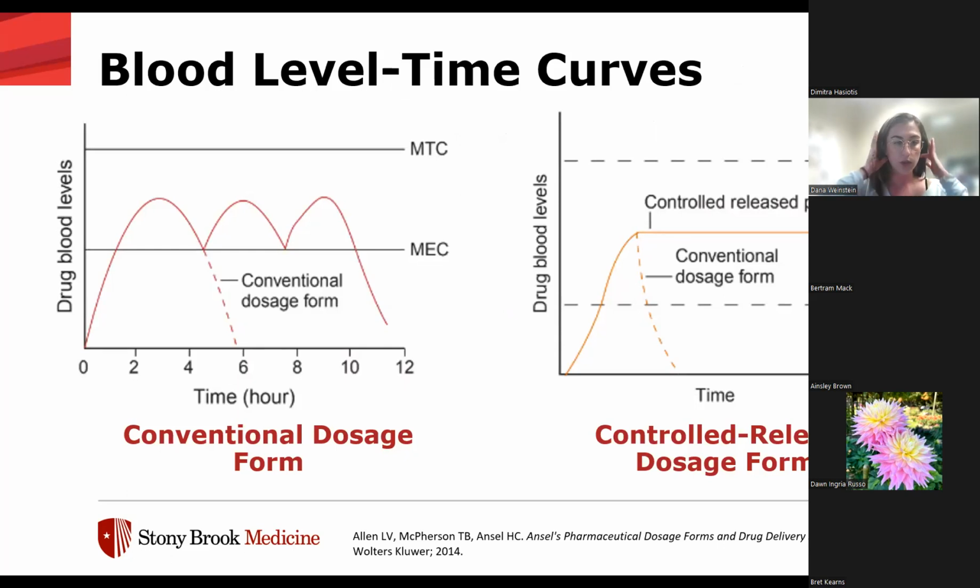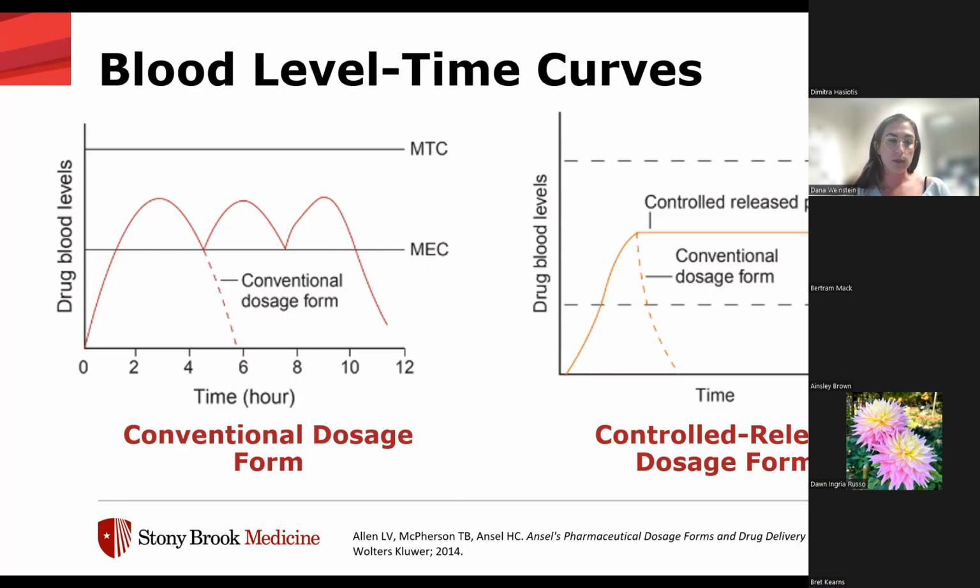So now I have a bit of a visual to explain the differences between conventional and controlled release a little bit better. As you see on the left-hand side, you have your conventional dosage release form. And the MTC and MEC: MTC stands for the toxic concentration and the MEC stands for the effective concentration. So every time that you get an immediate release dosage form, you're going to see a spike in the blood level and then it comes back down. So you have these peaks and valleys, which can lead to an easier way to reach those toxic concentrations, because every time the drug runs out of the body, you have to give another dose.